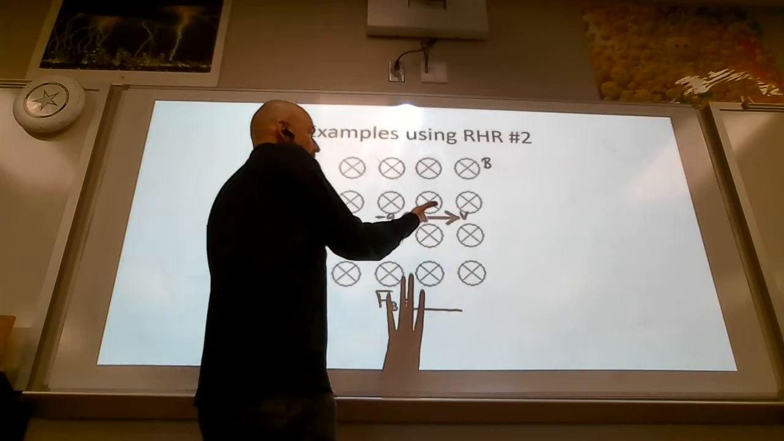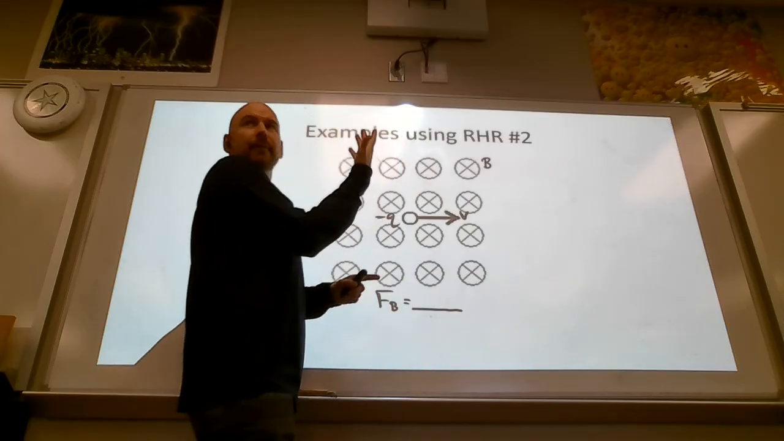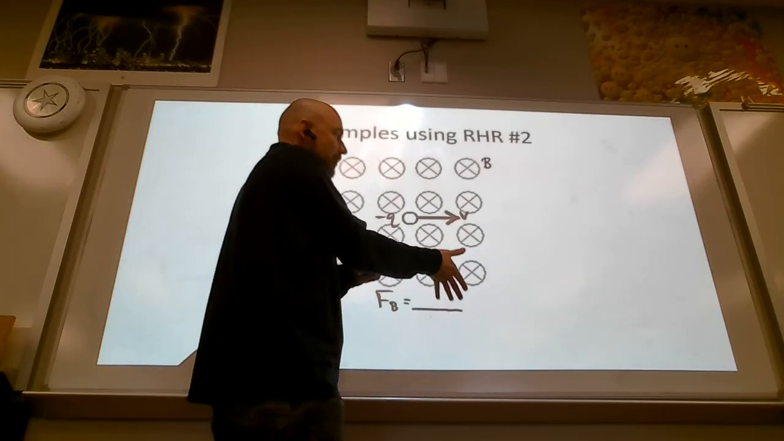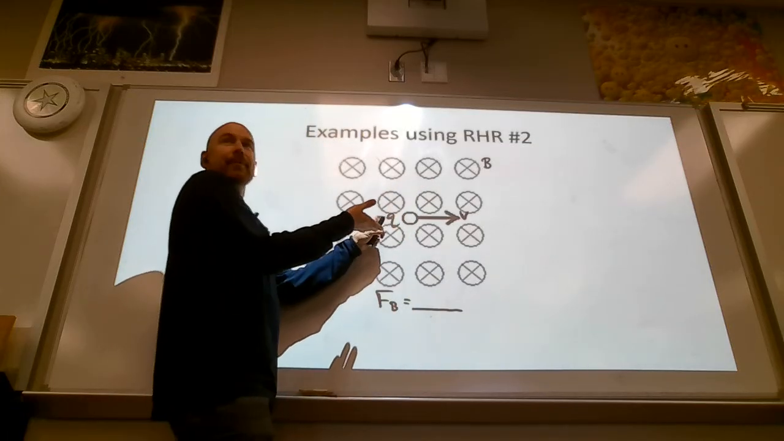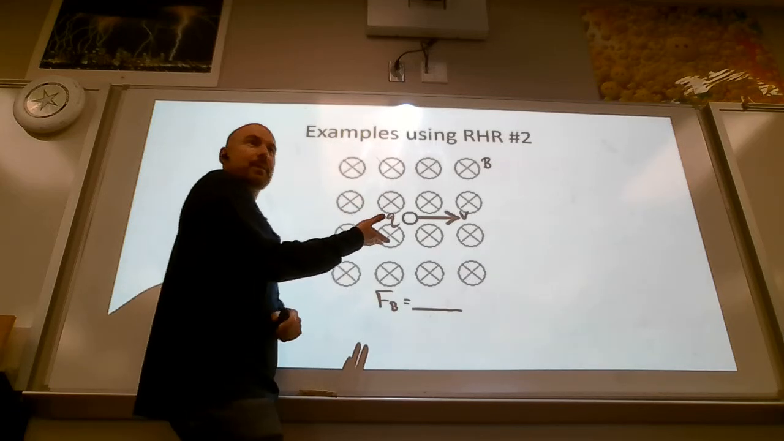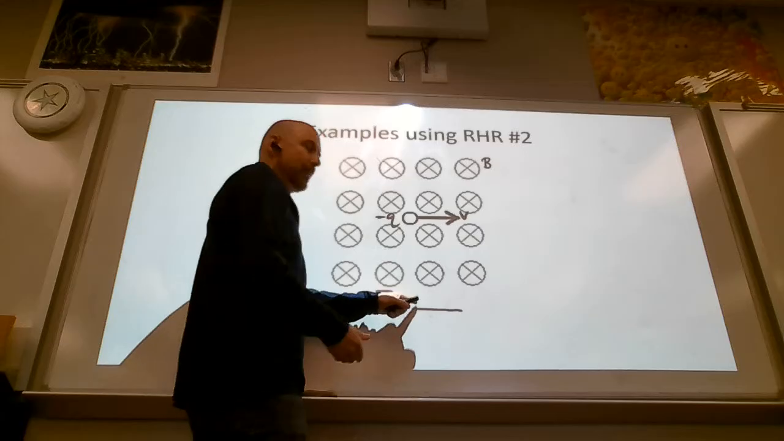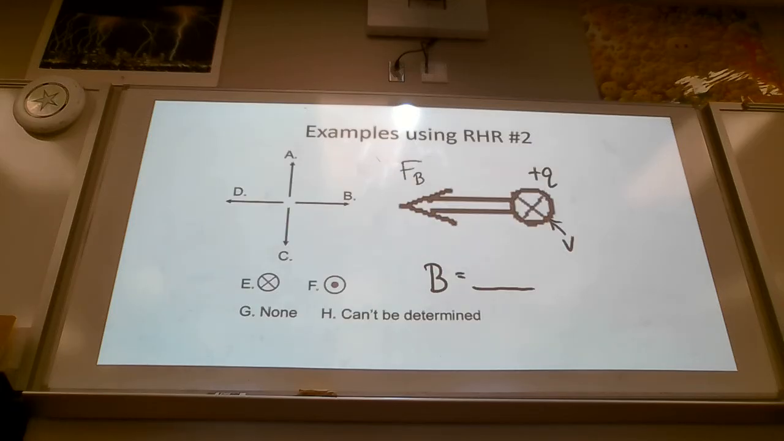Okay. So B corresponds with fingers. So you keep your thumb to the right and you stick your fingers into the board. It is negatively charged. So which way is it going to be forced? Back of the hand, downward. Good? Okay. Heads up. I gave you the force, not the field. You're looking for the field.